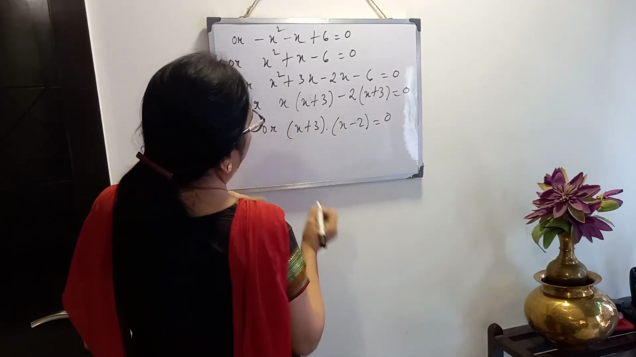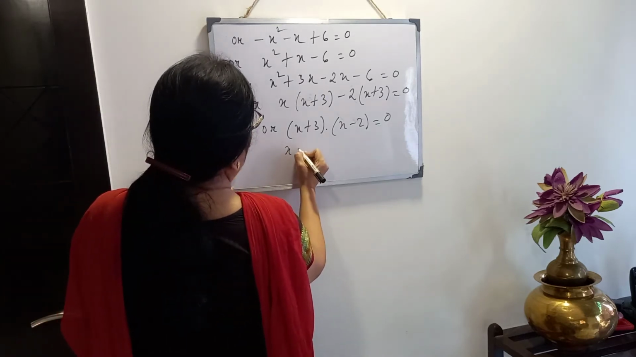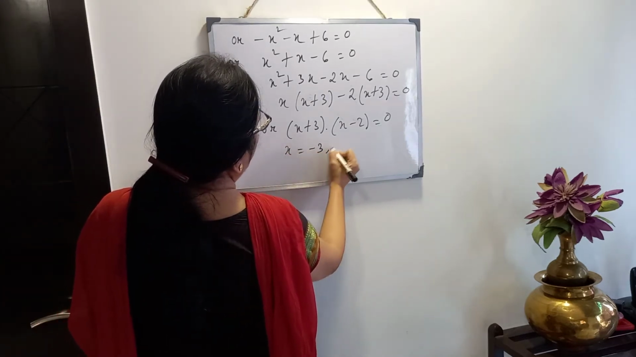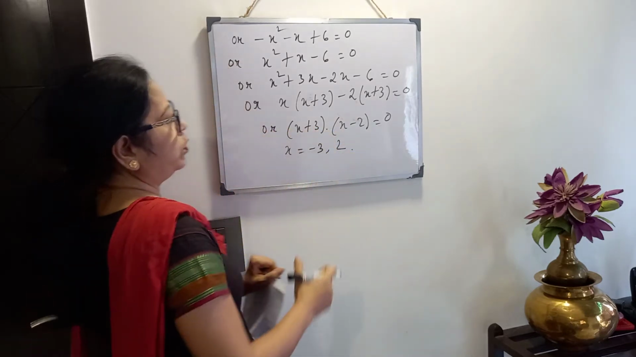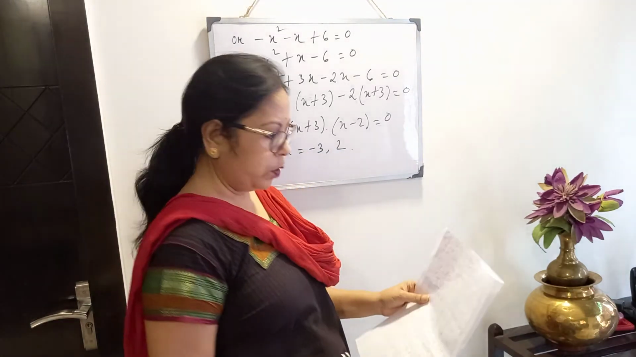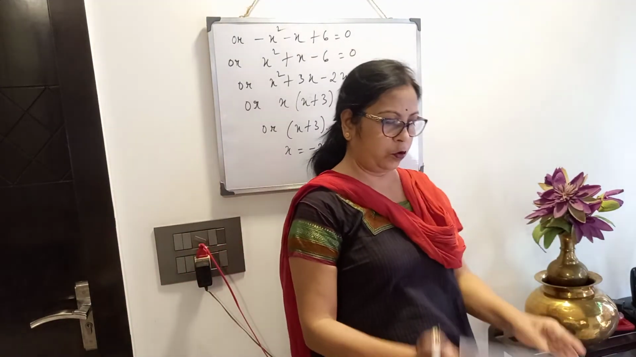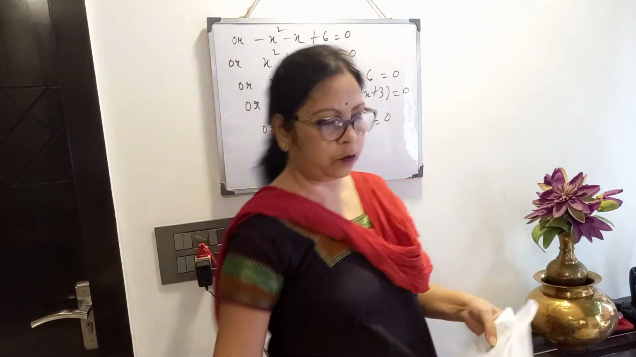Either x plus 3 equal to 0 or x minus 2 equals to 0. So what are the solutions? One is minus 3, another is 2. You will write down it, okay? Either x plus 3 equal to 0, then x equals to minus 3, or x minus 2 equal to 0, then x equals to 2. So here we have got two values or two solutions.